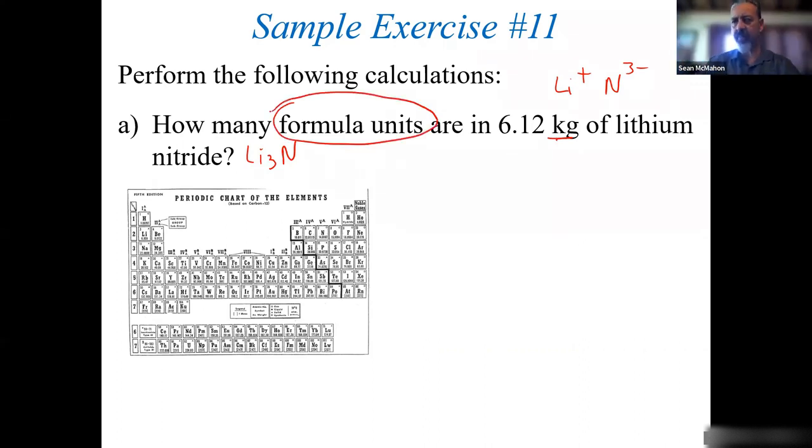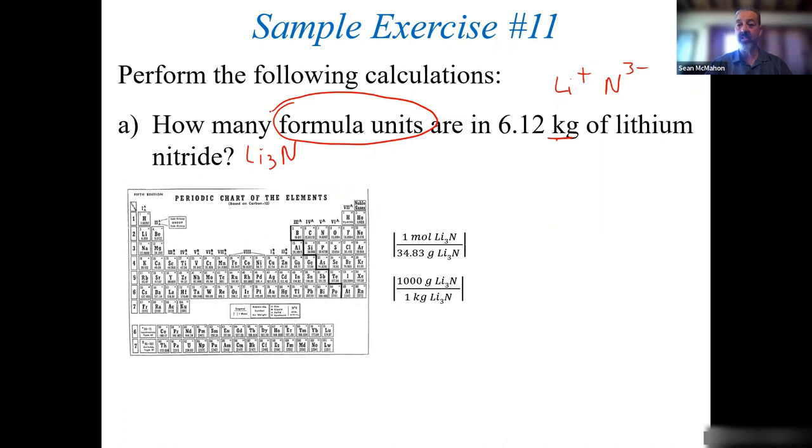So I want to know how many. That's what Avogadro's number told me, right? In 1 mole of anything, there's 6.02 times 10 to the 23rd. But I need to know how many moles from mass. So what do I need? I need molar mass. So in 1 mole, there's 34.83 grams of lithium nitride.